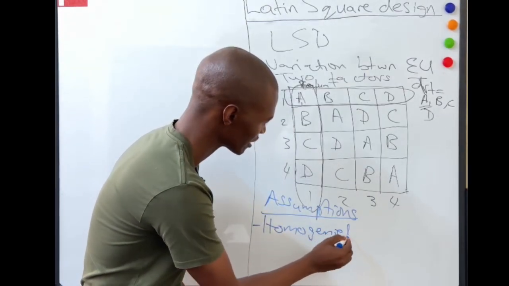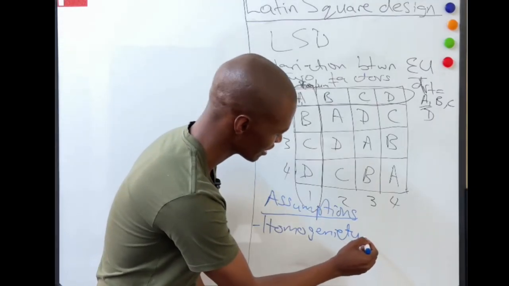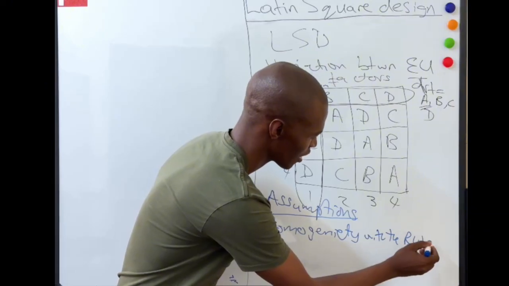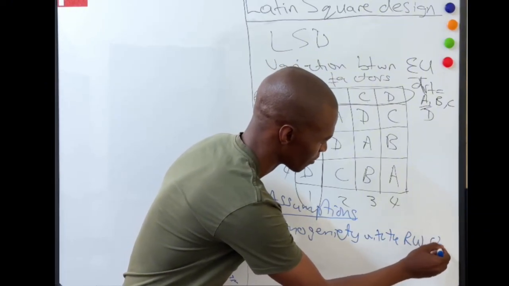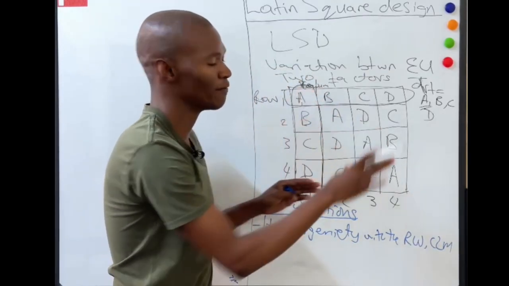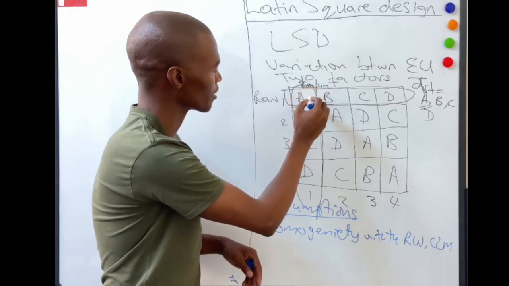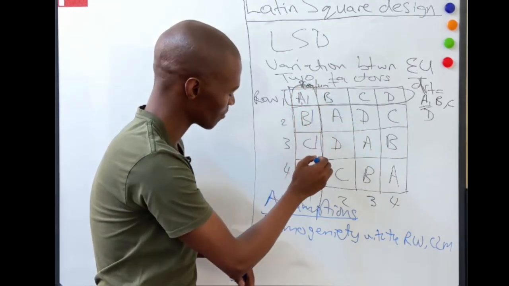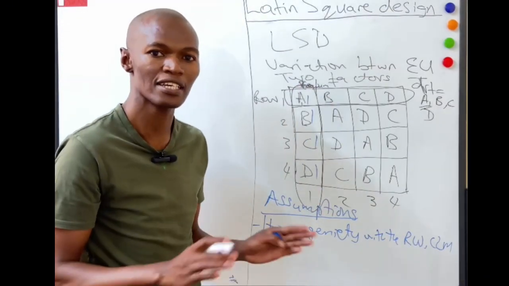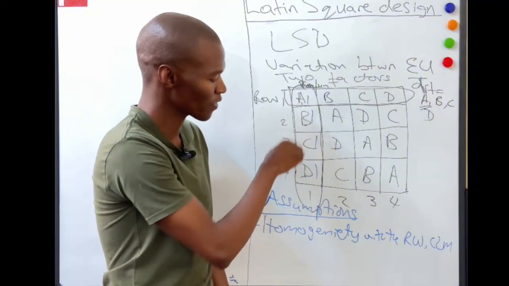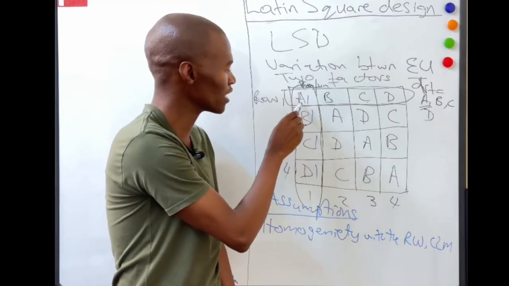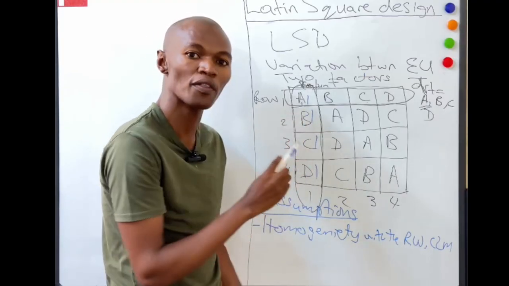We have homogeneity. What we are saying here is the homogeneity of the experimental units within a row and in a column. As I emphasize, we have homogeneity of the experimental units. We have to make sure that the experimental units within a row are homogeneous, they are similar, their condition is the same, so that once you observe the performance of the treatment, you will assume that performance is because of the treatment, not because of the variation in the experimental units.